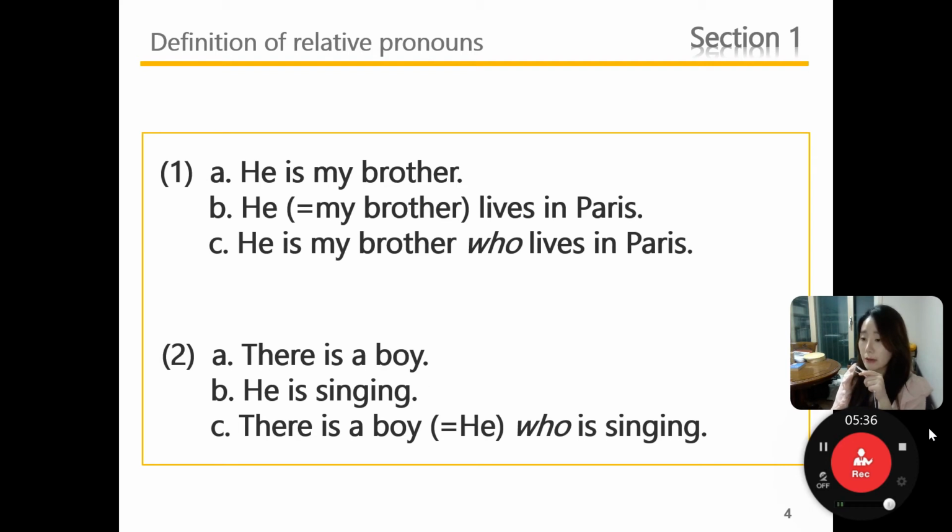In English, in order for two verbs to occur in one sentence, there should be a conjunction. In 1C, the relative pronoun who serves as a conjunction to connect two sentences. Thus, relative pronouns serve as both pronouns and conjunctions; it appears after the antecedent and modifies it, and in this sense, it's an adjectival phrase.